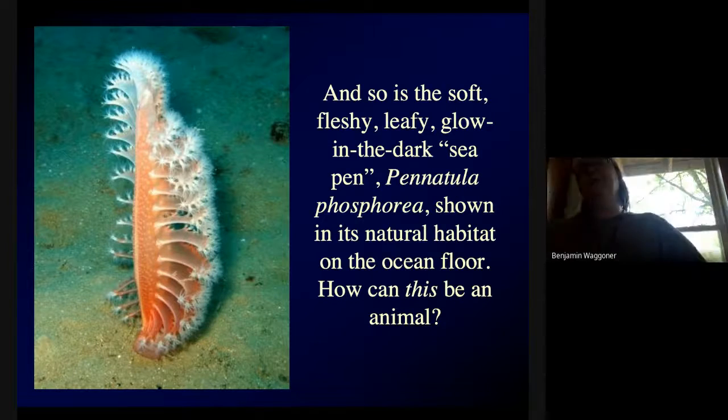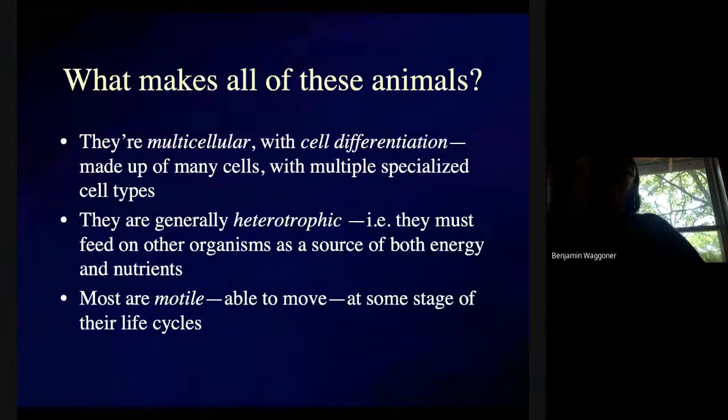Here's how. Animals are multicellular. They've got cell differentiation. The simplest of animals might only have 4 cell types. Mammals, including you, might have roughly 200 cell types. Dragonflies are kind of in between. Generally speaking, most animals are heterotrophic, which means feeding on others.